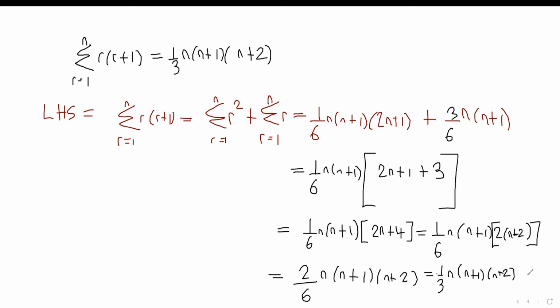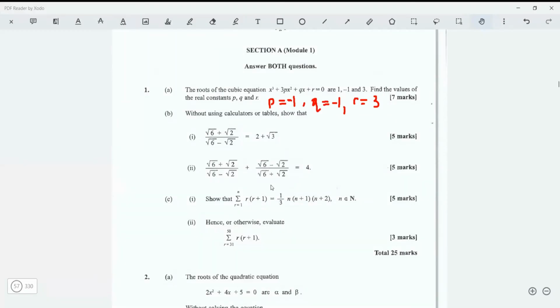We get our right hand side, which is equal to our right hand side. So this has nothing at all to it. That is so easy. So that's that right there.